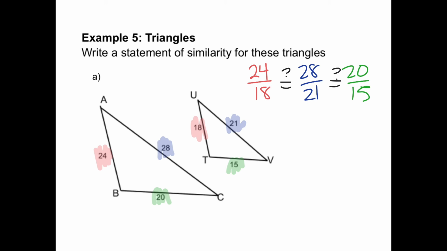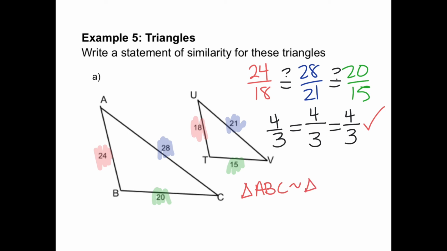Okay. And if they do, we can say that the triangles are similar. Simplifying these fractions, 24 over 18 simplifies down to 4/3 by dividing by 6. 28 over 21 also simplifies to 4/3 by dividing by 7. And 20 over 15 also simplifies down to 4/3 by dividing by 5. So since they are all equal to each other, all three sides are proportional, so we can say that triangle ABC is similar to triangle UTV by side-side-side similarity. And again, just like our congruent statements, your order does matter. A, B, C needs to be U, T, V.